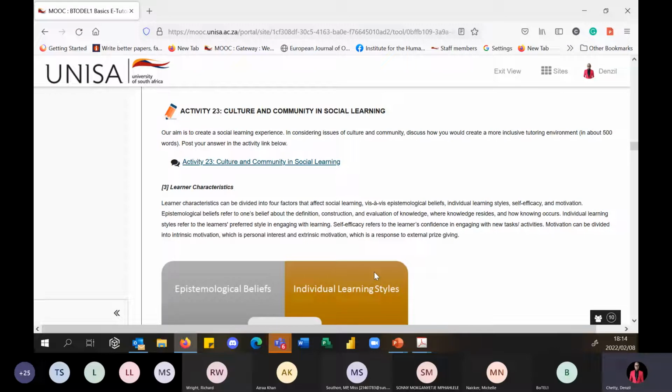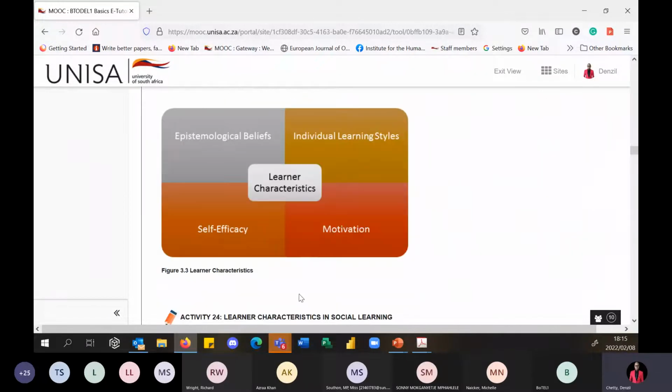So it becomes quite critical for us to understand that how we perceive and how we engage with our students, and amongst yourselves, also transfers to these online spaces as part of how our students perceive us. So that's very important. Then it also means that we need to think of motivation, individual learning styles, epistemological beliefs.